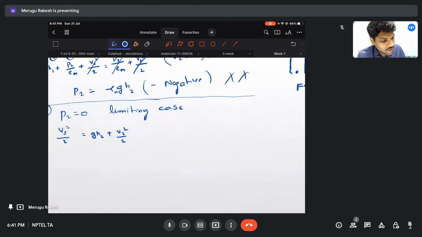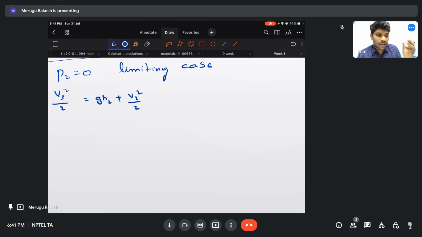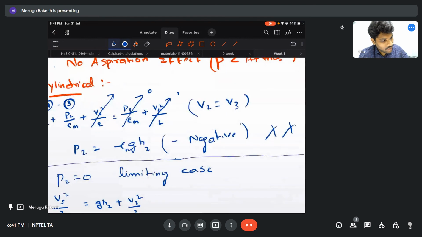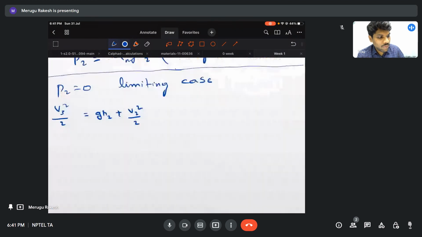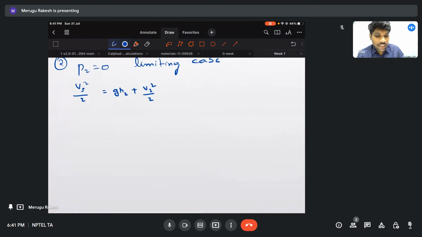Now the velocities are not equal. Previously, if you follow the continuity equation, A1 V1 equals A2 V3, and since the area is constant, V2 equals V3 because the discharge is the same. But here the velocities are not equal, because it is a tapered sprue and the area is changing from point 2 to 3. The velocities are not constant in this case. Let us denote it as equation number 2.